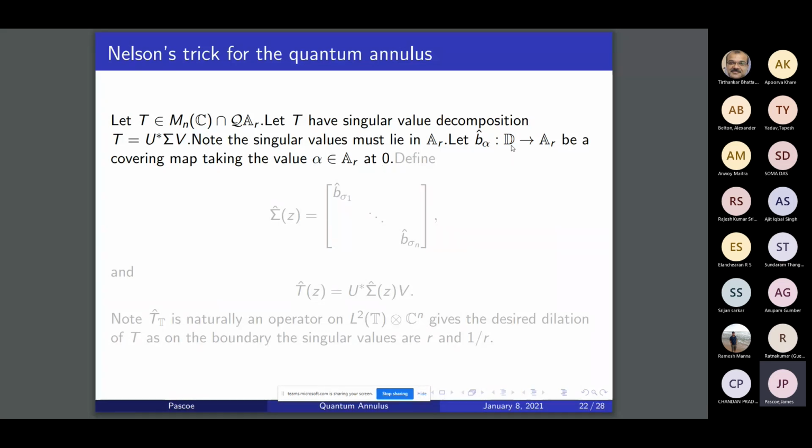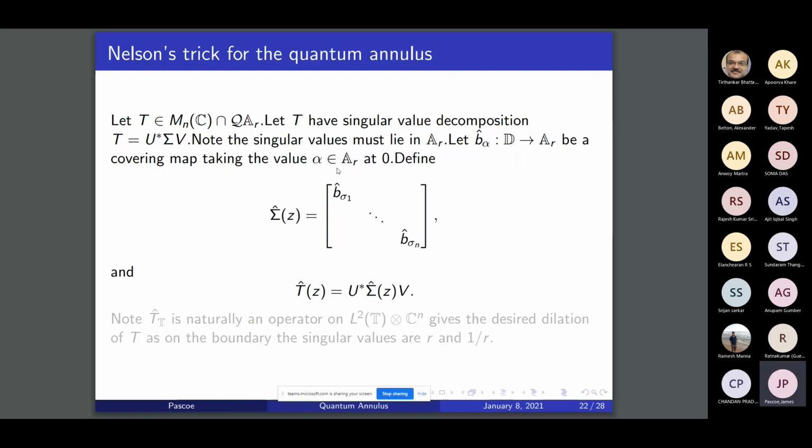So the point is that for any alpha inside of this annulus, there's a map taking the disk to AR, which takes 0 to alpha and takes the boundary of the disk to the boundary of this annulus almost everywhere except for 2 points. One way that you can see this is you could send the disk to a vertical strip, and then apply the exponential to that vertical strip, and you would get a map that covers this annulus. Once you specify this value alpha, this covering map is essentially unique.